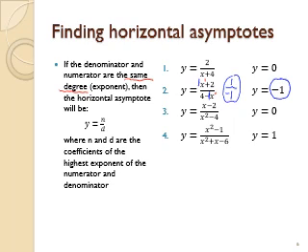If we jump down to problem number 4, you can see that the top is second degree and the bottom is second degree. So once again, the degrees match. This has a coefficient of 1. This also has a coefficient of 1. Therefore, your asymptote is going to be 1 over 1. And that's why this asymptote is at positive 1.